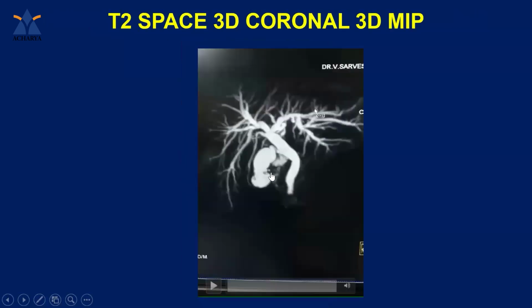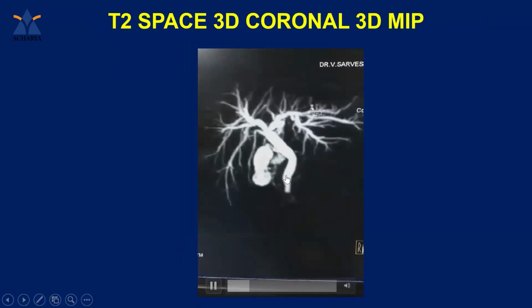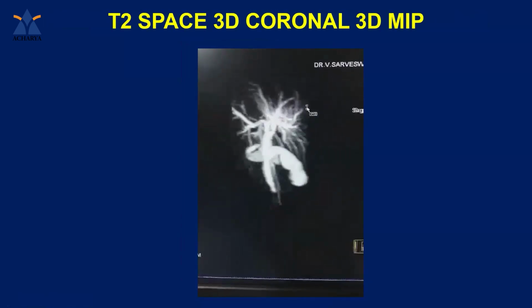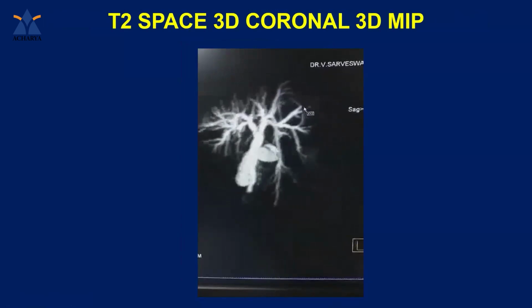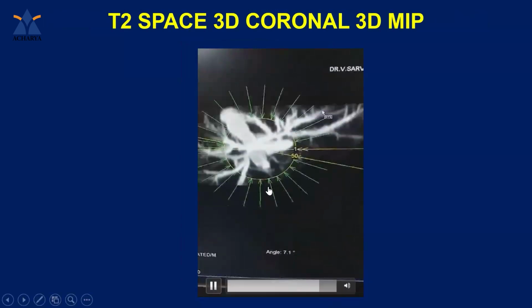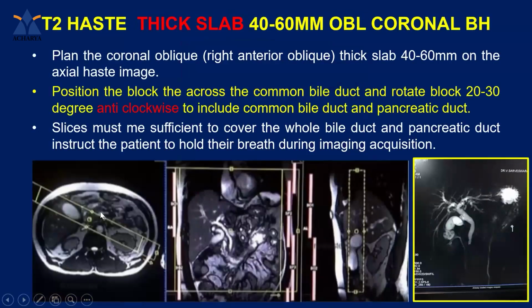Okay. After that you go to the MIP and post processing. Then you will get the 3D images here. You send the base image to the PACS for the doctor to report, and also make 3D MIP images and send them in the proper manner. The another one is the thick slab.